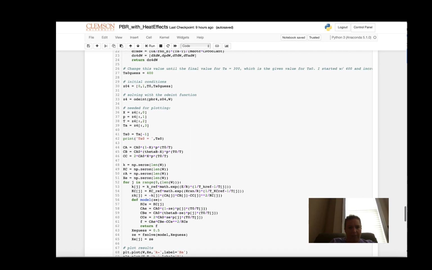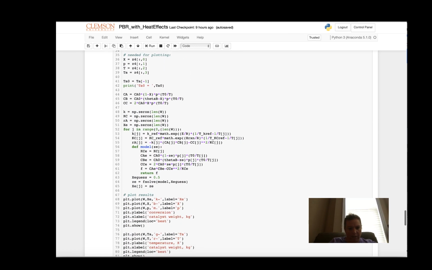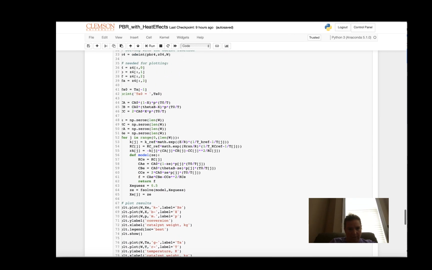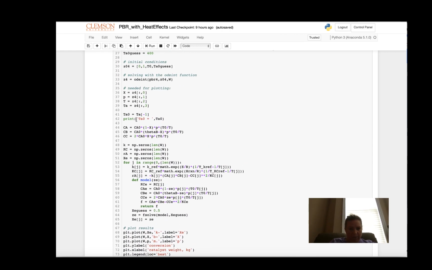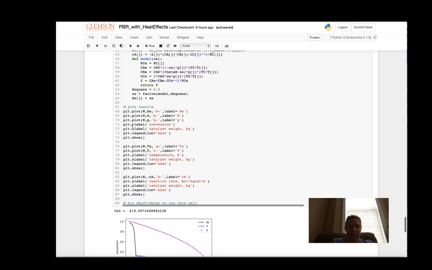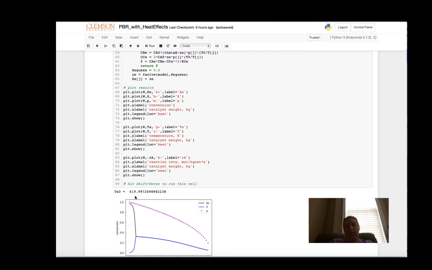Then I can just solve for that. One thing I've done here is to print the final value of the temperature of the cooling fluid, so that means the value at W equals 0. I'm printing that, and then I can go look at what that is here. If I start with an initial guess of 400, then the value at W equals 0 is equal to 620, which of course is much too high.